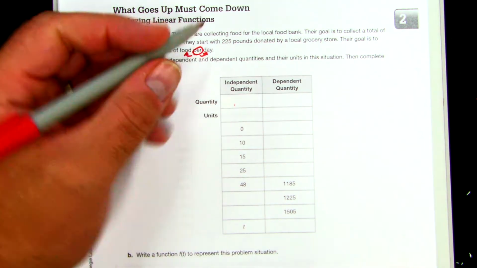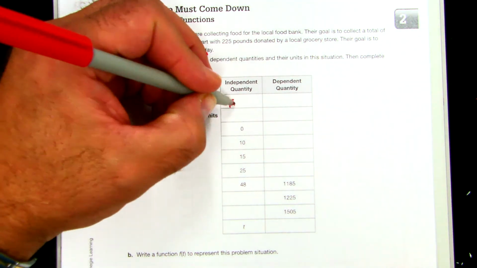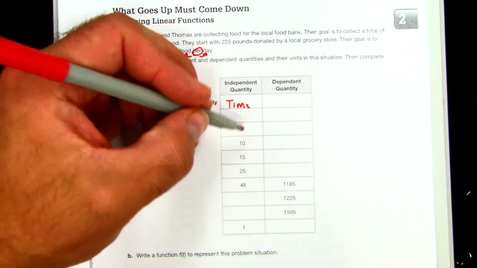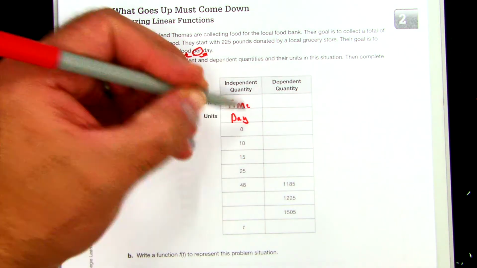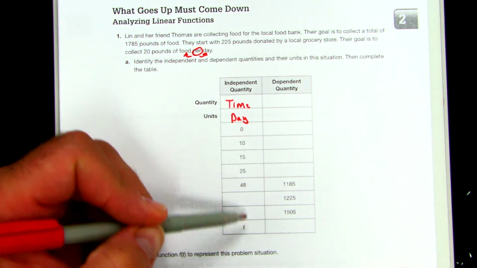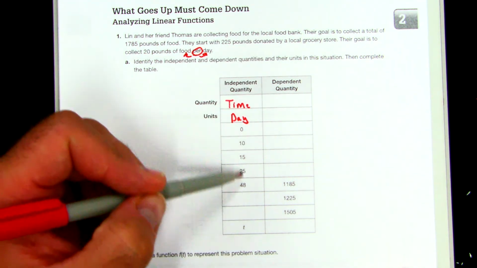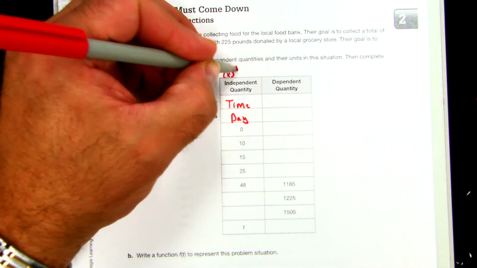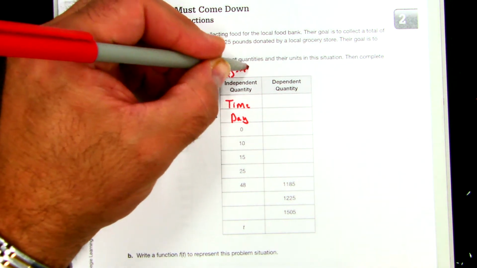The second thing is independent, which is time. Remember, we can't control time, so time is your independent. Time is measured in this problem in days. So that means all these numbers here represent days. That's what they represent. They are our X values. They're also known as our inputs. So all these vocab words you've got to know.